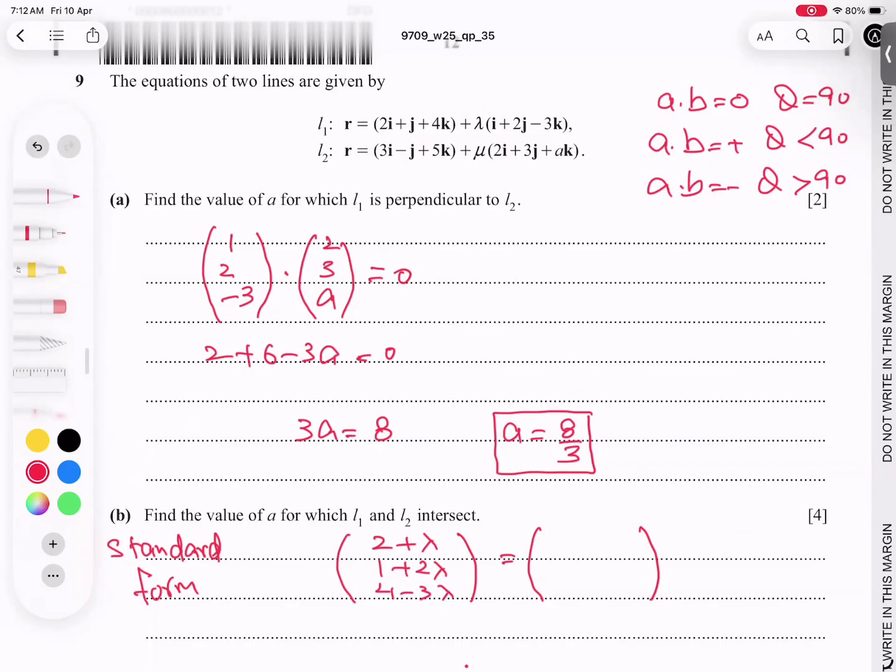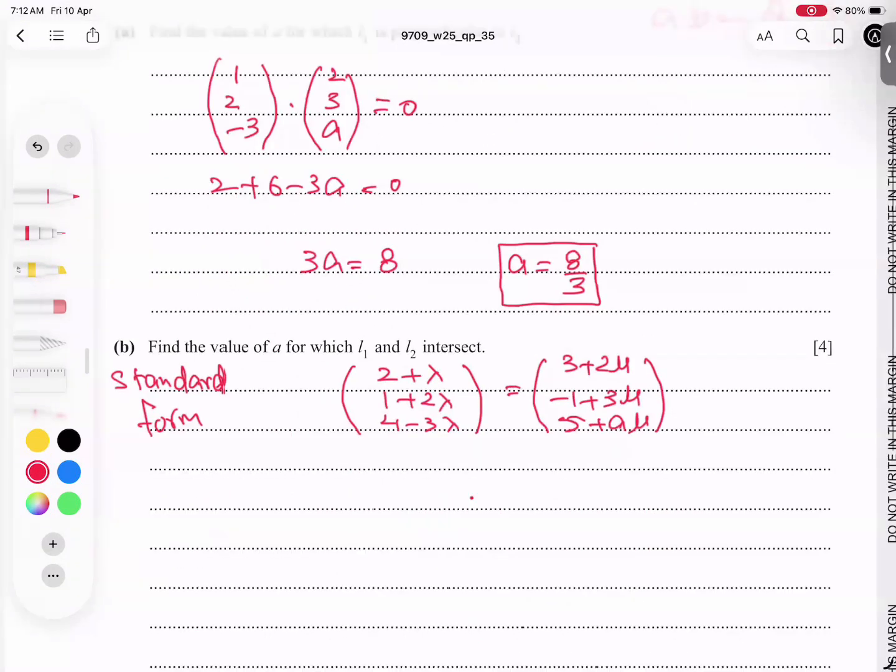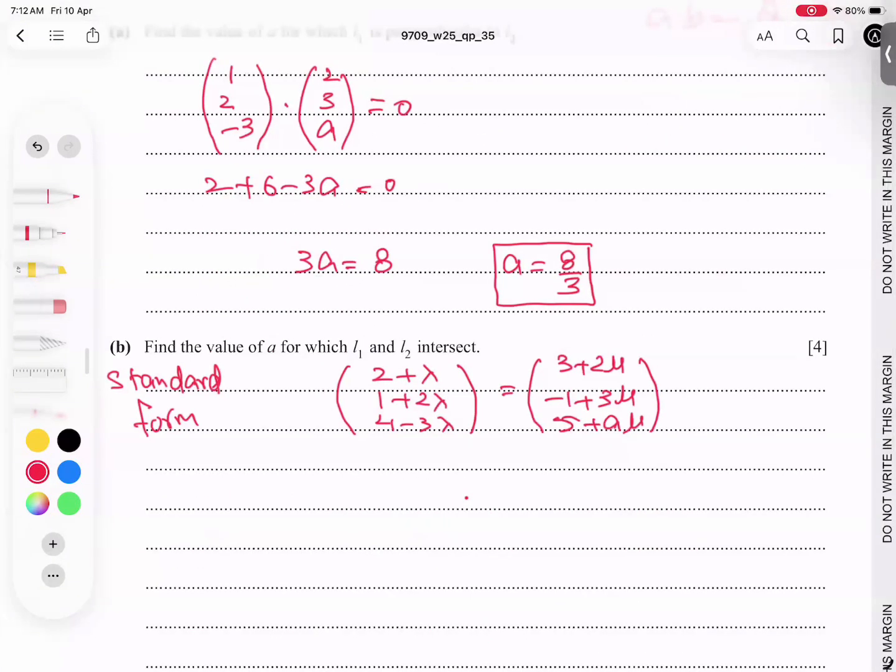Same way, I'll get 3 from here and 2 mu. So 3 plus 2 mu, -1 plus 3 mu, and 5 plus a mu. Now we have to make three equations. Basically, this equals this, this equals this, and this equals this. So we get three equations.